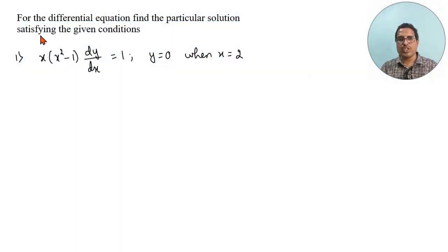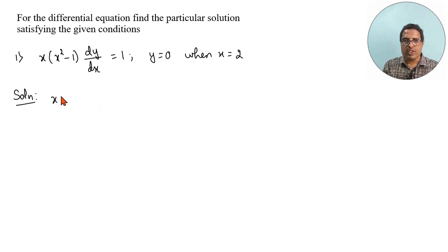So the question is, for the differential equation, find the particular solution satisfying the given condition. The differential equation is x into (x square minus 1) into dy by dx is equal to 1, and the condition is y is equal to 0 when x is equal to 2. Let us try to solve this problem by using the variable separable method.